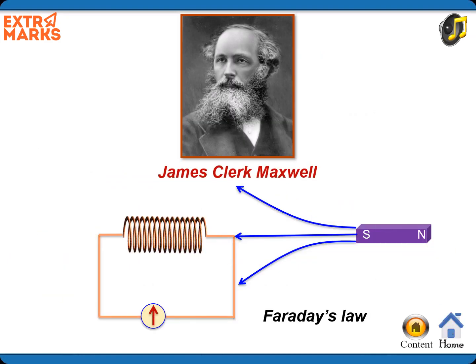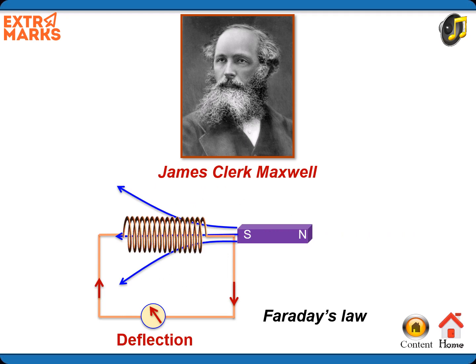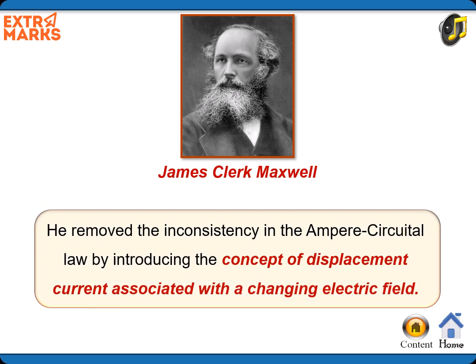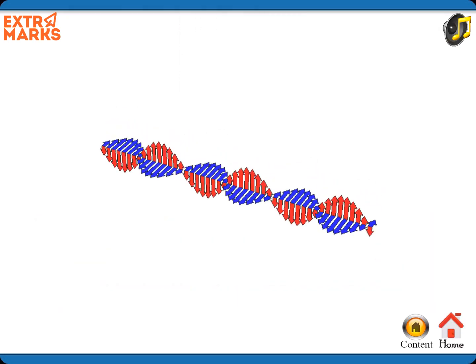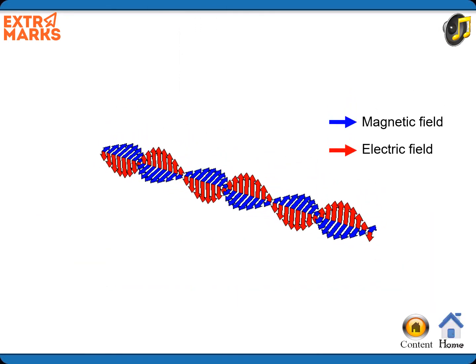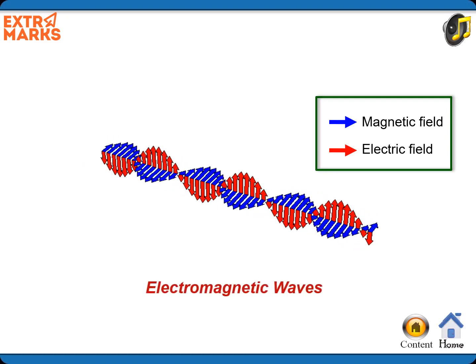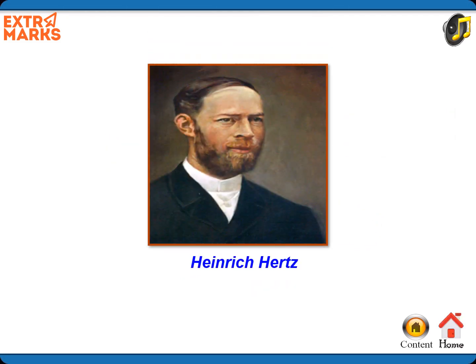Maxwell argued that since a changing magnetic field produces an electric field, a changing electric field should also give rise to a magnetic field. Based on the theoretical analysis, Maxwell also predicted that the electric and magnetic fields could exist as self-sustaining electromagnetic waves which could travel even in free space. In 1885, Hertz experimentally verified the existence of electromagnetic waves.